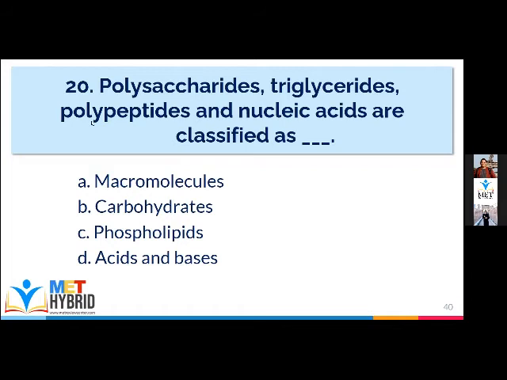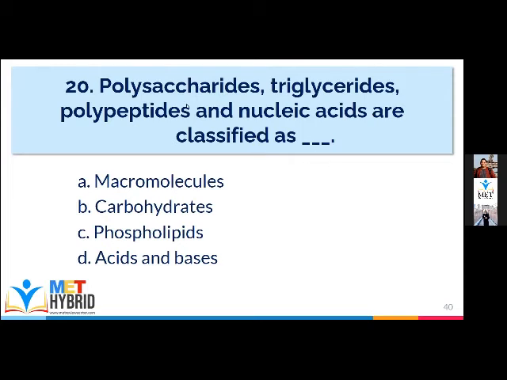Polysaccharides, triglycerides, polypeptides, and nucleic acids are classified as blank. A, macromolecules, B, carbohydrates, C, phospholipids, D, acids and bases. Wow, yes. The answer here, most of you got the right answer. So letter A.